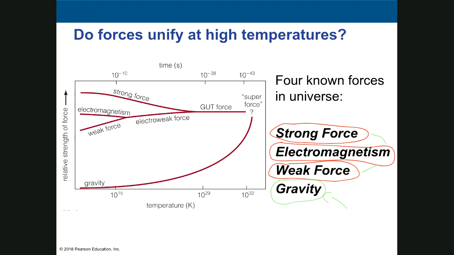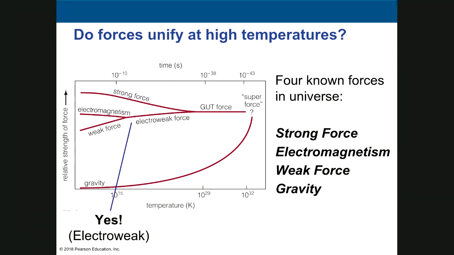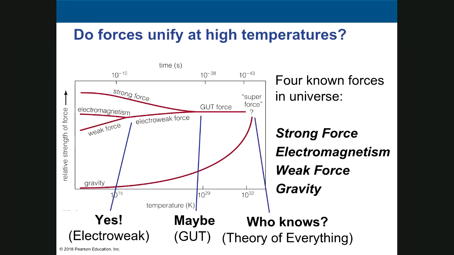All right. So again, we'll look through. They'll start combining this. Electroweak, we can make this in the lab. As I said before, this graphic is kind of nice. The GUT is a maybe. Again, the standard model, which is very successful, right? Predicts all sorts of weird stuff that has been verified, like the Higgs boson. Maybe. Okay? But we haven't verified it. And then, of course, the superforce, this is who knows, theory of everything. All right? That's where your string theories come in.